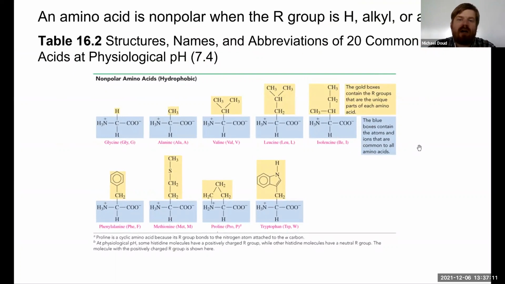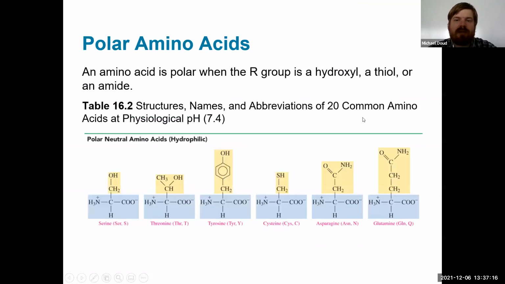Okay, so that's our first set of amino acids here. Those are the nonpolar ones. Okay, now let's look at the polar amino acids.